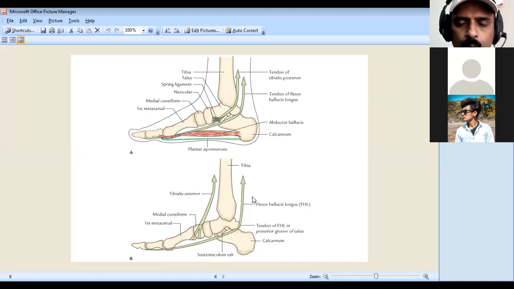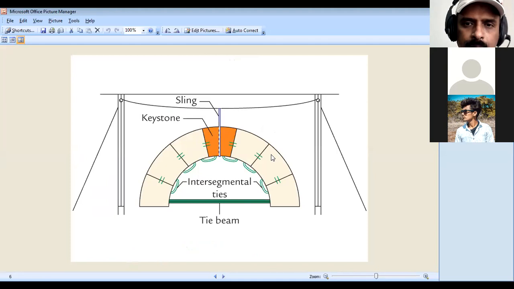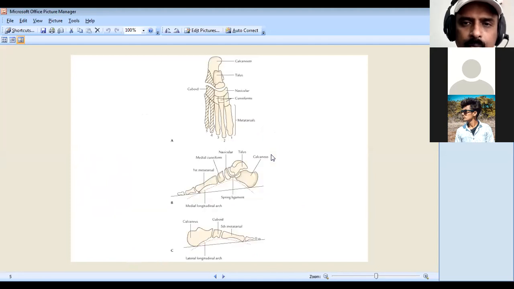In this, you have to know all the factors, like what are the tie beams, what are the slings, what are the connecting parts, which are tendons, maintaining the arches of the foot. So this is all you have to know in the arches of foot.